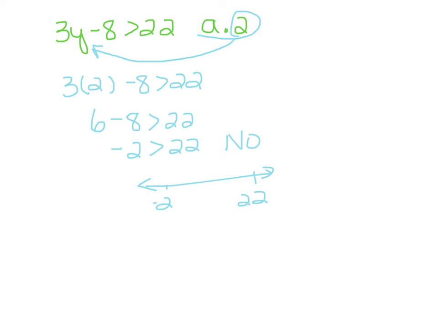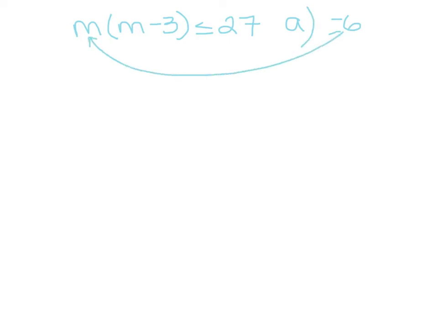Alright? Let's try one more, because we haven't done one with a less than or equal to sign. This will be our last example. And let's do this one. This looks like a pretty good one. m times m minus 3 is less than or equal to 27. Alright, so if we look at this one, let's go ahead and do m is negative 6. It wants us to plug that in for m. So we're going to take this and we're going to plug it in for m in both cases, because there are two places where we have an m.